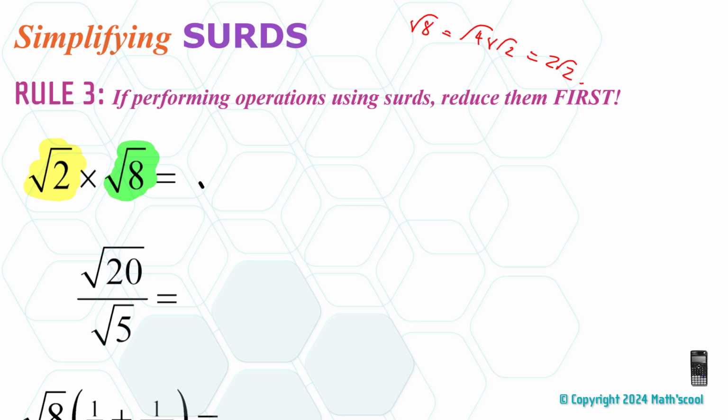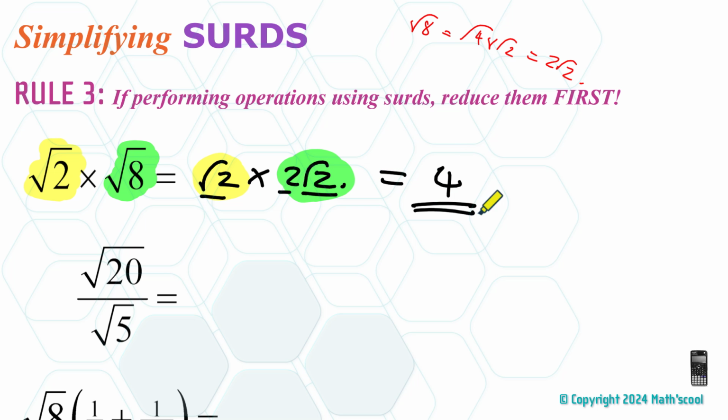So now it's going to be root 2 times 2 root 2. I didn't change this one, but I changed the other one to 2 root 2. And now when you multiply them together, obviously root 2 times root 2 gives you 2, but there's another 2 here, so you get 4. So that answer is 4.